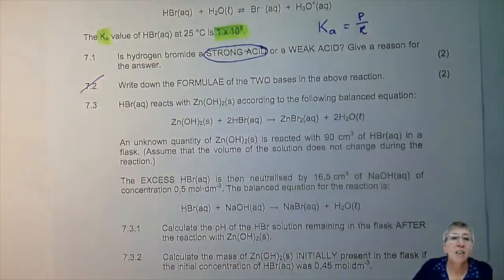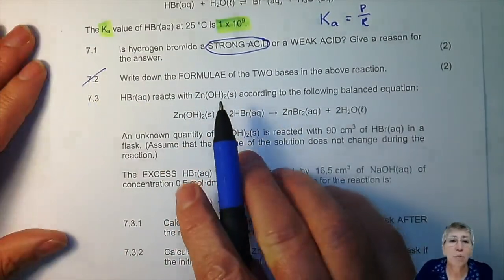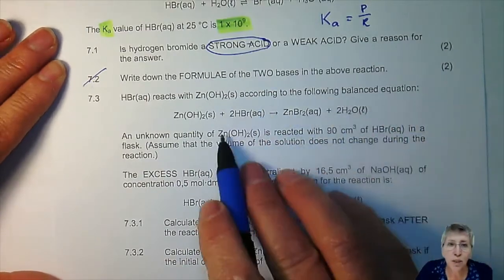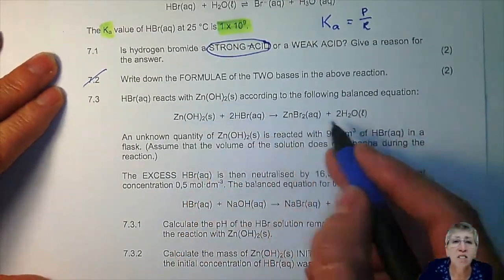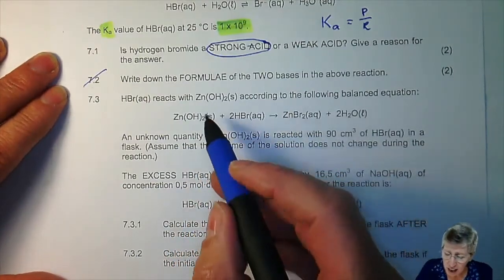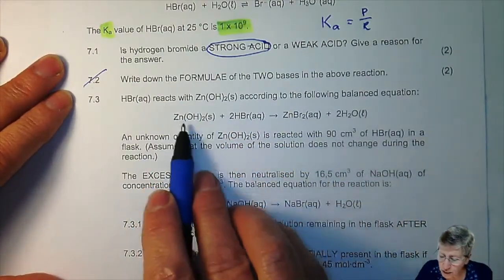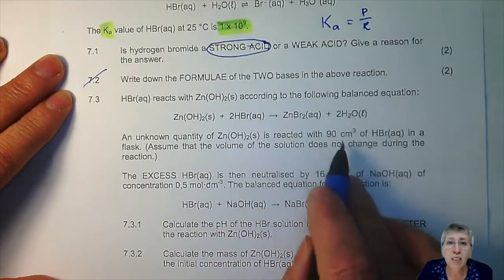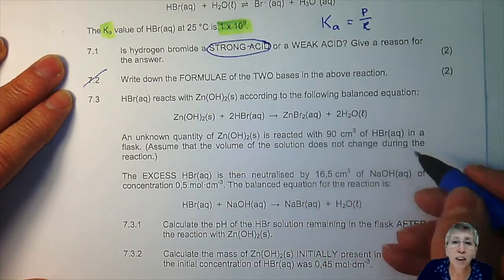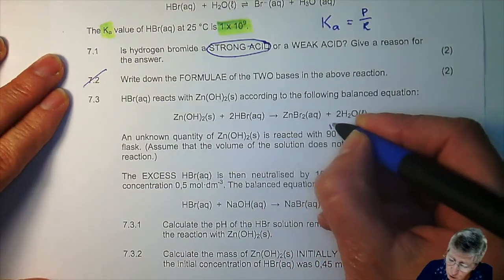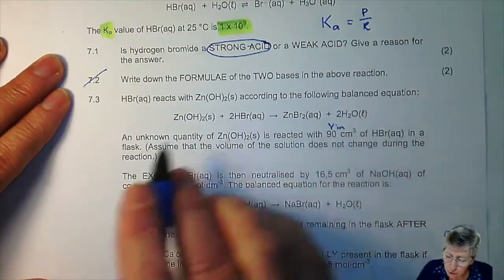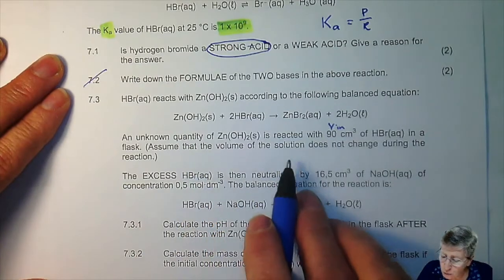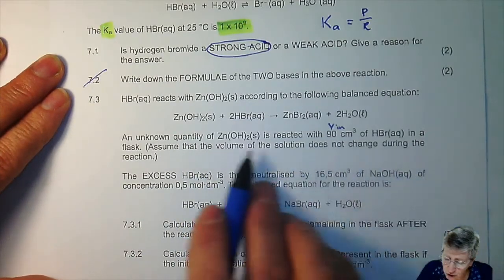Now here they tell you that HBr reacts with zinc hydroxide according to the following equation. And once again, you'll see that is a solid. That's why this can't be a titration. An unknown quantity of zinc hydroxide is reacted with 90 cm³ of HBr. So there they give you the volume of HBr that they put in a flask. Assume that the volume of the solution does not change during the reaction.